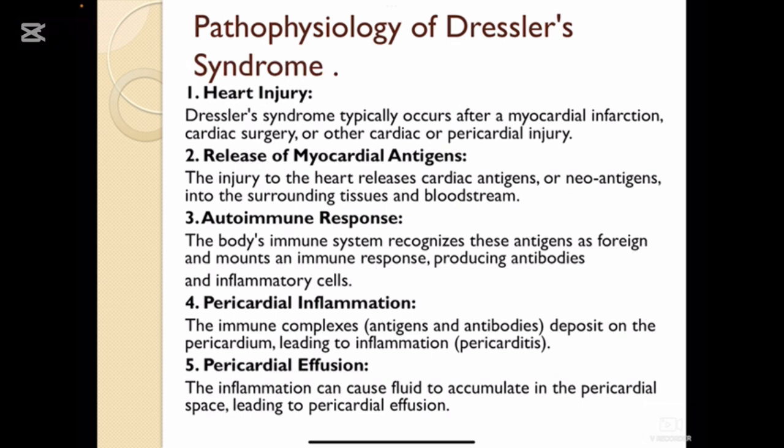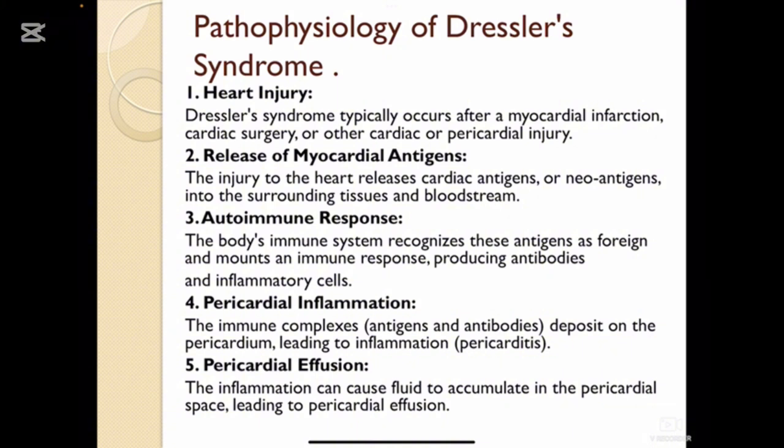Pathophysiology of Dressler syndrome: heart injury. Dressler syndrome typically occurs after a myocardial infarction, cardiac surgery, or other cardiac or pericardial injury. Released myocardial antigens: that injury to the heart releases cardiac antigens or new antigens into the surrounding tissue and bloodstream.